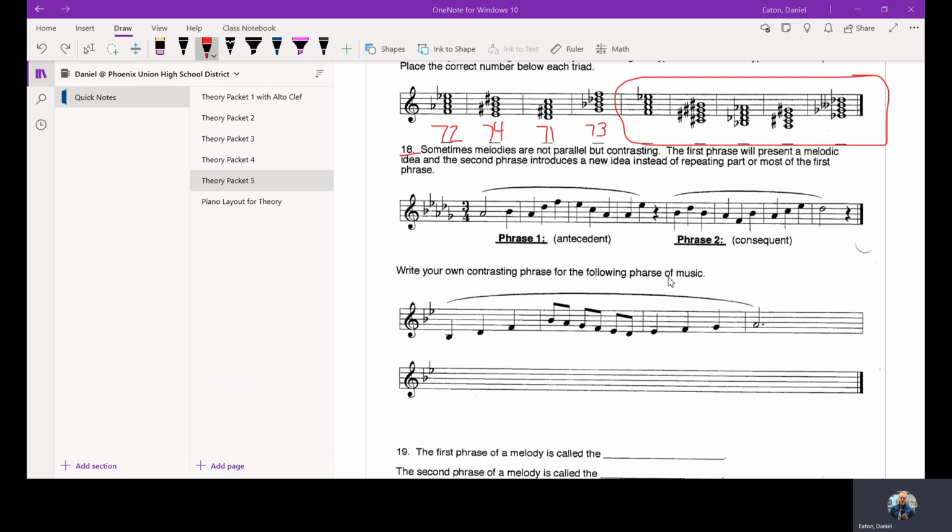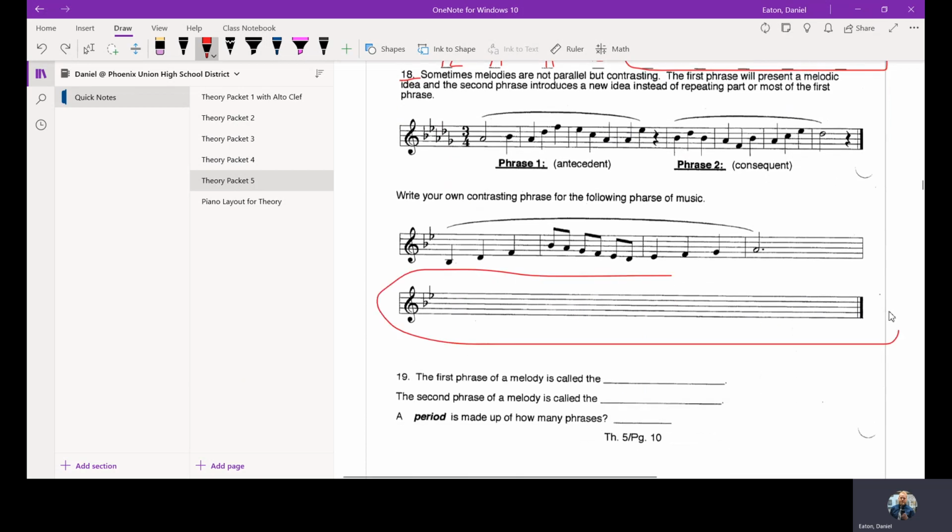Okay, write your own contrasting phrase for the following phrase of music. So in this case right here, you are going to write a different rhythm structure. So maybe do some eighth notes in your first measure, maybe a combination of eighth notes and quarter notes here, maybe quarter, eighth-eighth, quarter note here. And then again, you want to finish this on the tonic. In this case, it's B flat major, so just make sure you end it on a B flat. Or if you want to do this B flat down here, whatever works for you. Okay? So that's what it's asking you to do for that example. Just change the rhythm. That should be all you need to do for that.